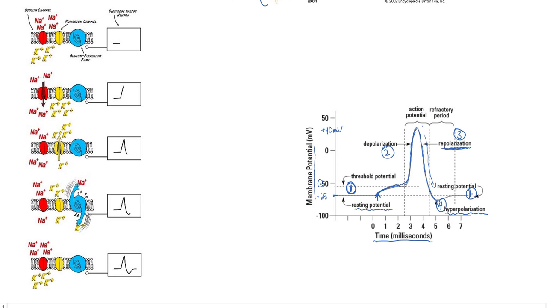Okay, so that's the distribution of the stages of an action potential. So starting with number one here at the top, we're going to break each one down.